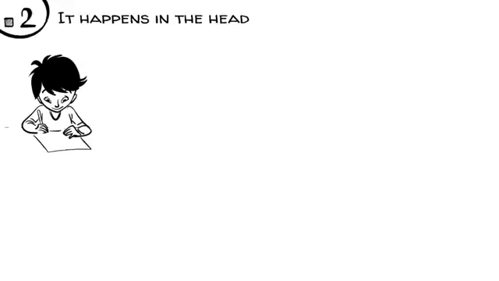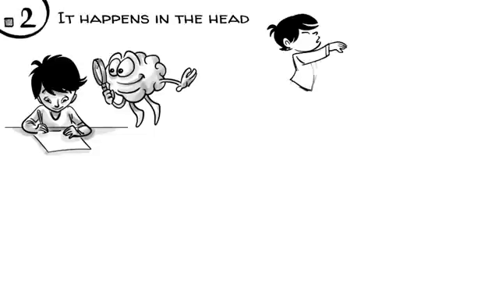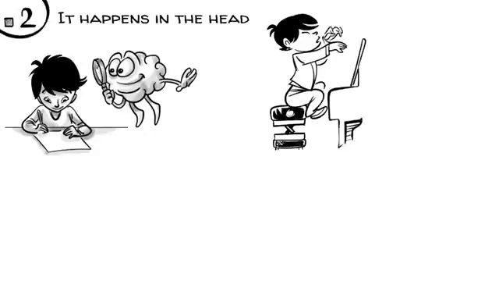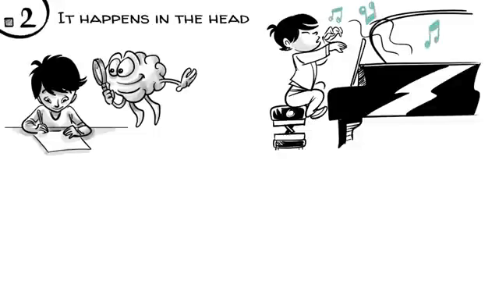It happens in the head. Whatever is on paper is merely a representation of mathematical thinking that happens in the brain. Just like musical notes, what is on paper is just a representation of music that actually happens when someone plays the piano.